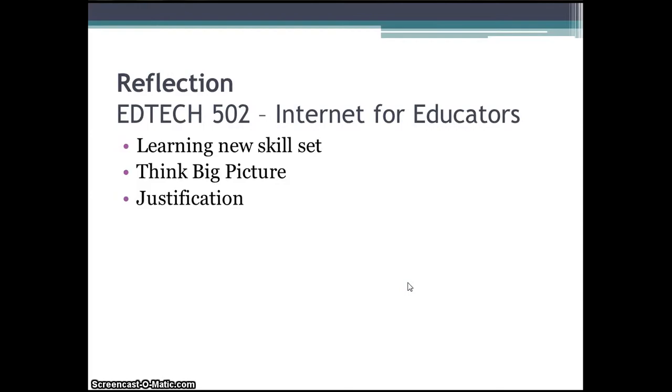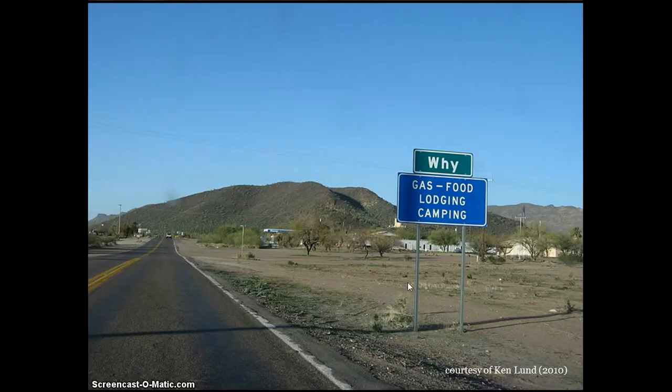Justification was another significant portion of the course. I needed to understand why I was doing the things I did. In the planning stages, to think globally, determine what you wanted that end product to look like, and then look at each step you're going to do along the way and determine why.